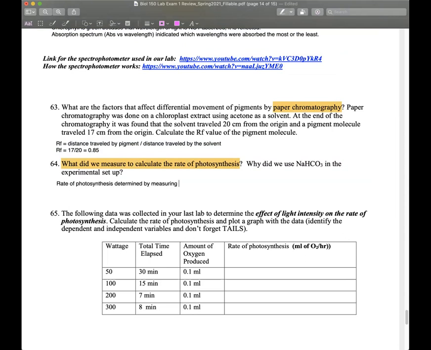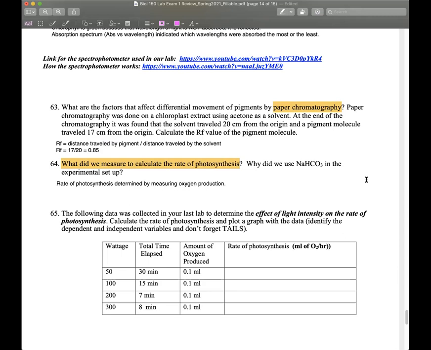What output or input did we measure? Ephraim, you're on mute. It looks like you're talking, but you're on mute. Oxygen consumption? Not consumption. Or production? Yeah, oxygen production, exactly. So how quickly it could produce 0.1 mils of oxygen.